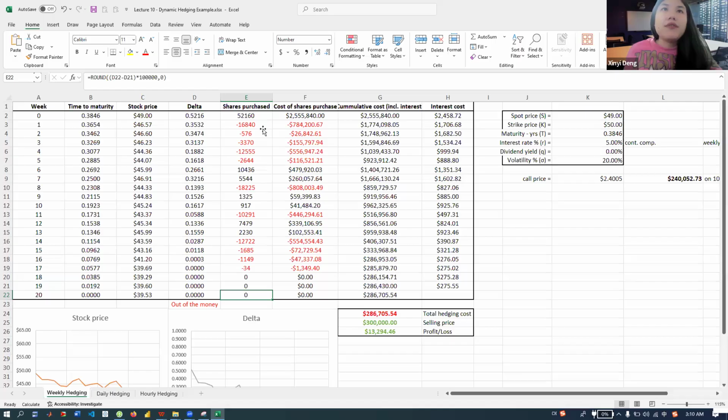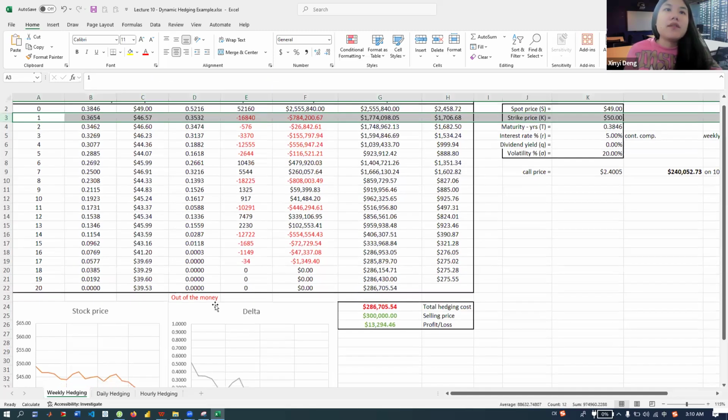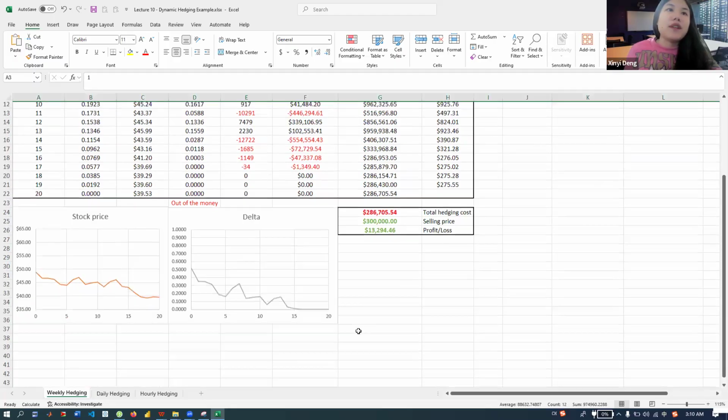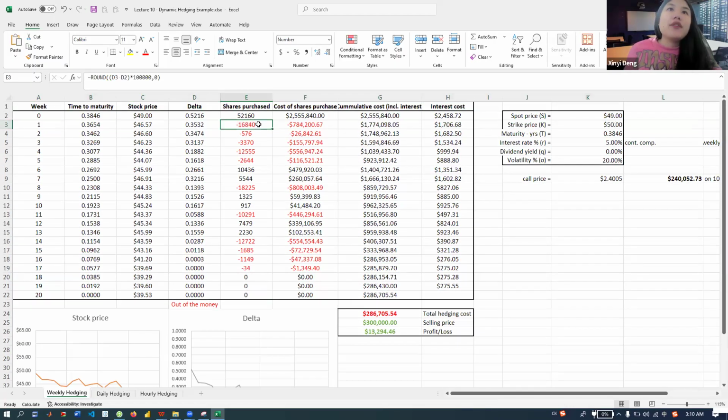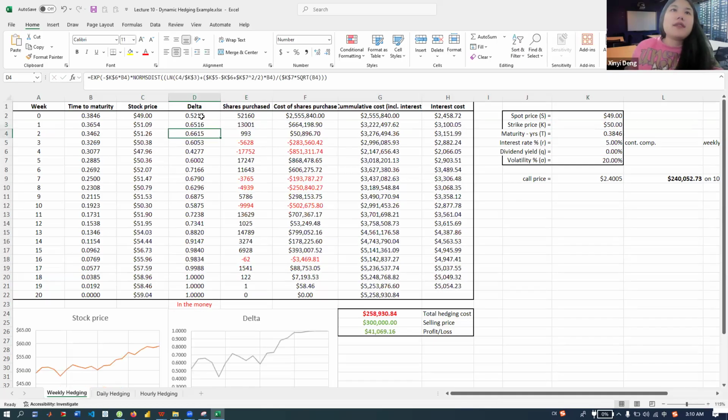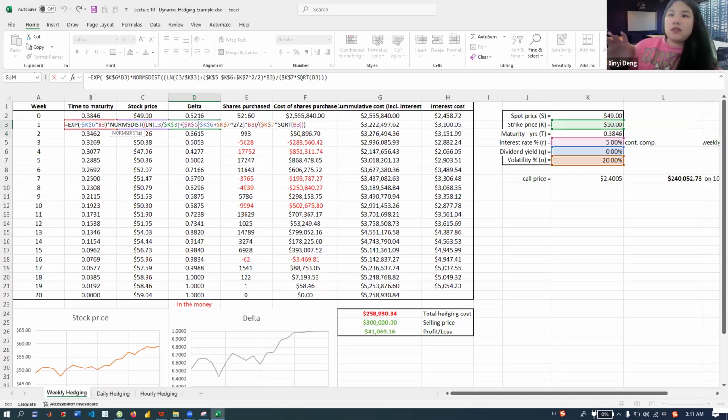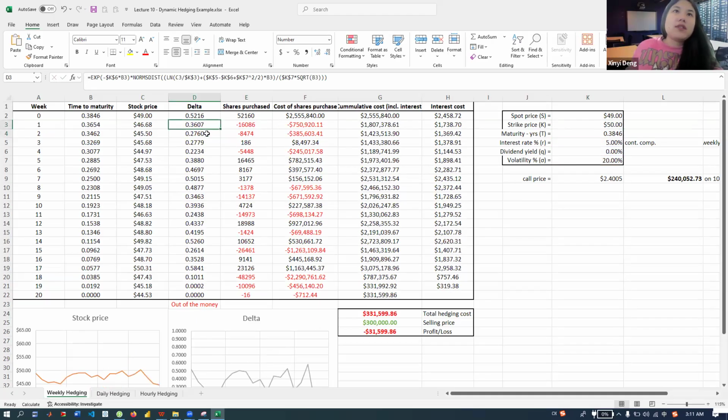And also for the intermediate cells, let me describe the second row a bit, so you'll get the vibe of this simulation. For the second row, as time goes by, the delta changes to this amount, 0.3607. Then you have to adjust your long position in the underlying to reflect that change in the delta.